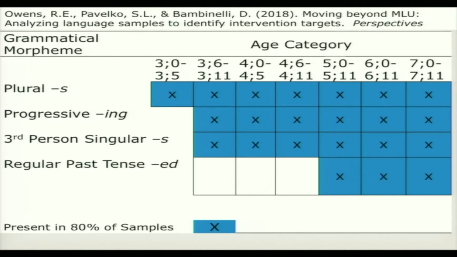Finally, this table shows the ages at which 80% of the children produced various grammatical morphemes. All children from age 3-0 to 7-11 produced the plural S. The progressive ing and third-person singular S were added in at age 3-6, and the regular past tense ed was added in at age 5-0.